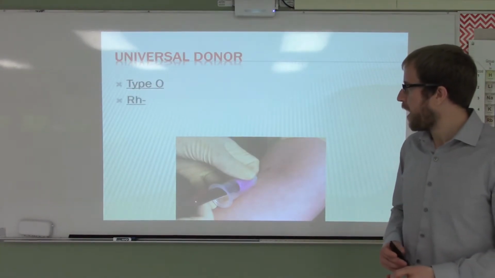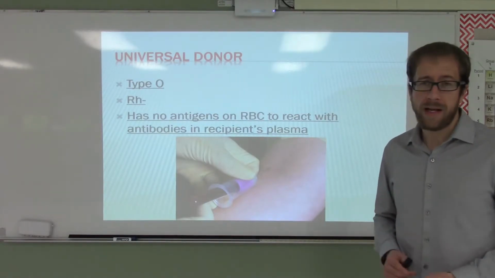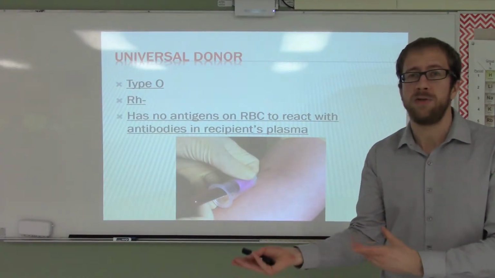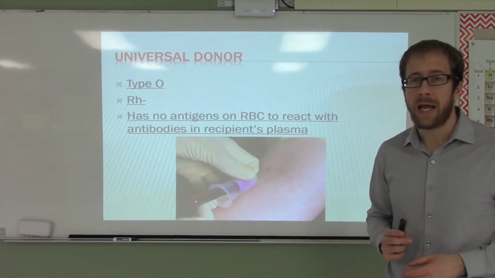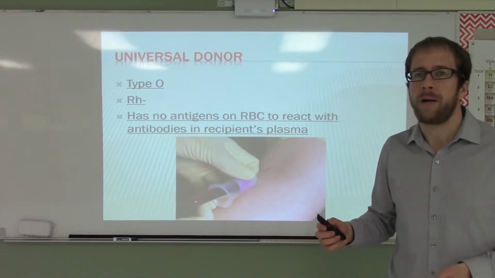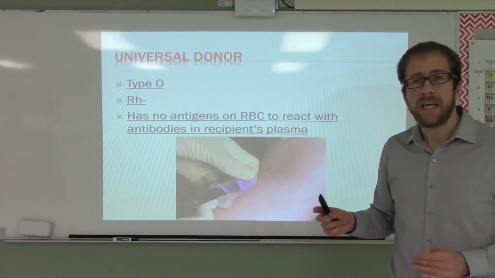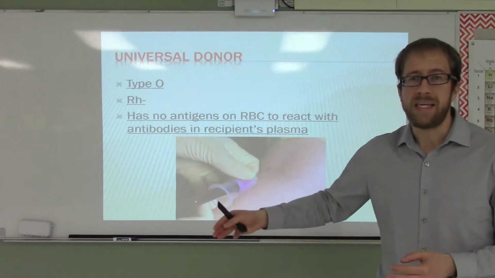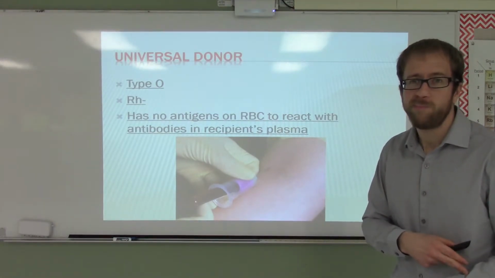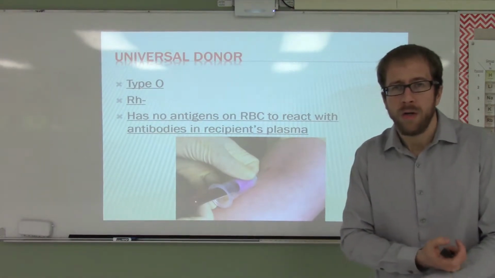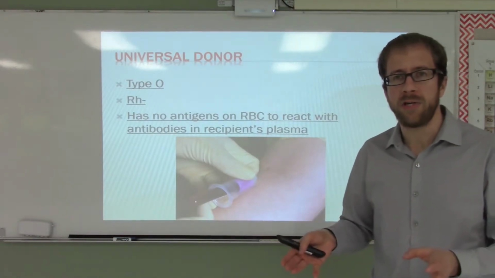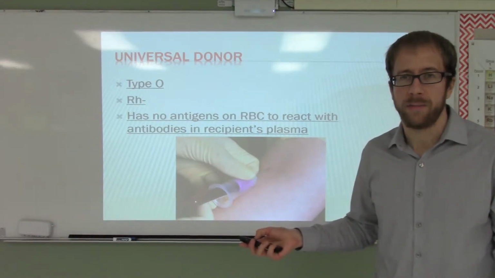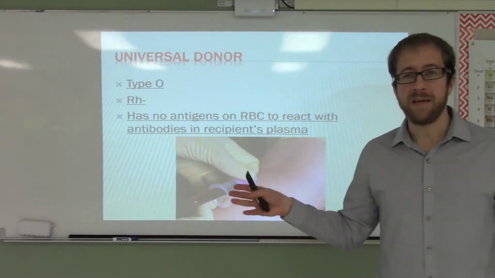Well, that's because type O blood has no antigens. Therefore, you injecting those blood cells into somebody else will not have an immune reaction. Think about it. That person, let's say they are type A blood. They will have anti-B antibodies in their blood. Now, if you inject them with type O, remember, type O has no antigens, so there's no antibodies that are going to bind to it and cause a reaction. So type O blood, anybody can receive.